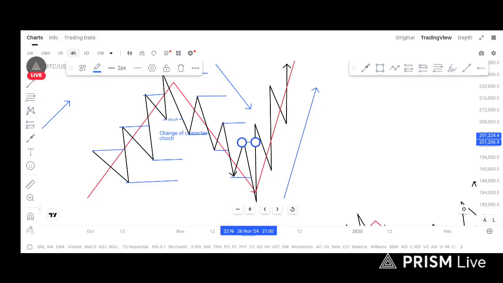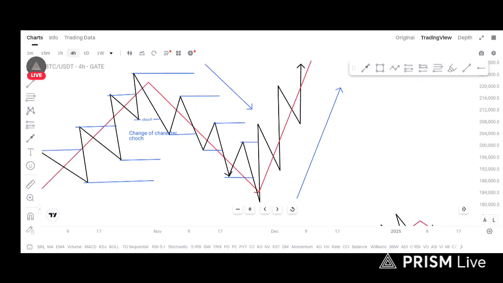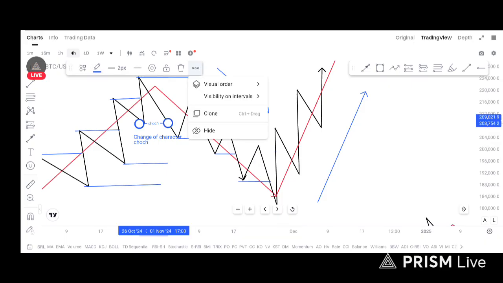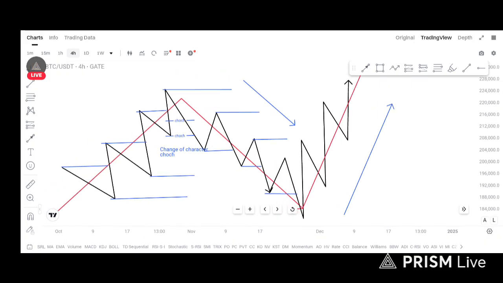Yeah, what is being called is CHoCH, which is change of character. So the market violated this rule and broke this high that is supposed to be protected. When we got that break, we call it change of character. So let's delete this, clone this one. You have your change of character.